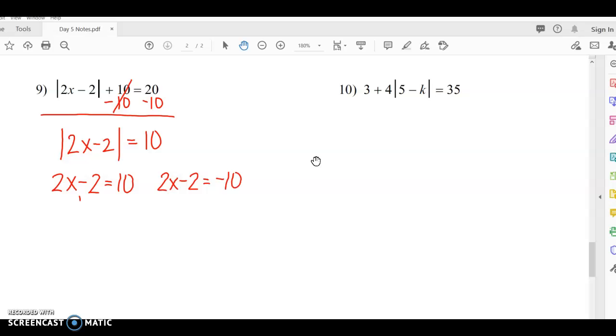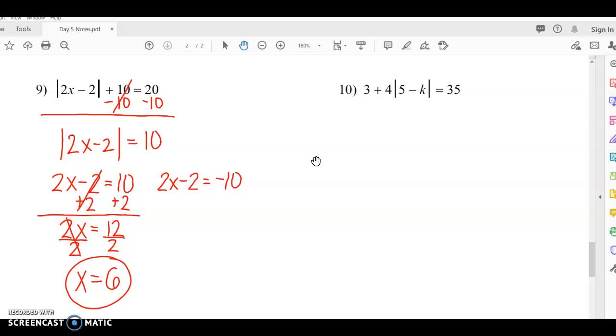Two-step equations. To get rid of a minus 2, we add 2. So we're at 2x equals 10 plus 2 is 12. To get rid of the multiply by 2, we divide by 2. So x equals 12 divided by 2 is 6. For the negative one, when we add 2 to negative 10, we get 2x equals negative 10 plus 2 is negative 8. And negative 8 divided by 2 is negative 4.